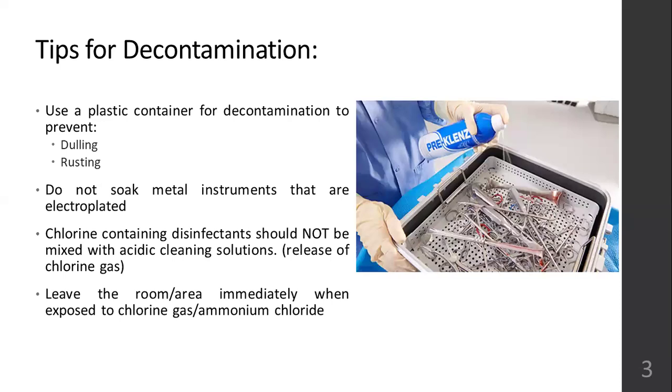Use a plastic container for decontamination to prevent dulling and rusting, because the enzymatic cleaners that you use here for decontamination are very harsh on metals. On long-term and regular use, it can destroy the metal. It can cause rust and dulling of the metals. So that's why plastic containers are used for decontamination.